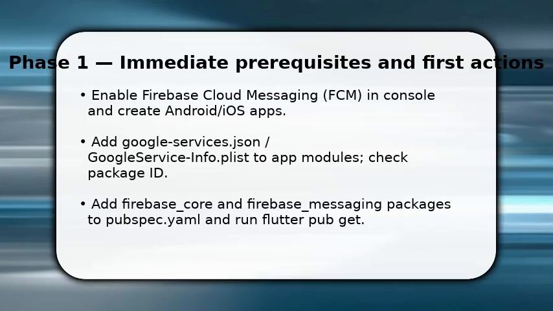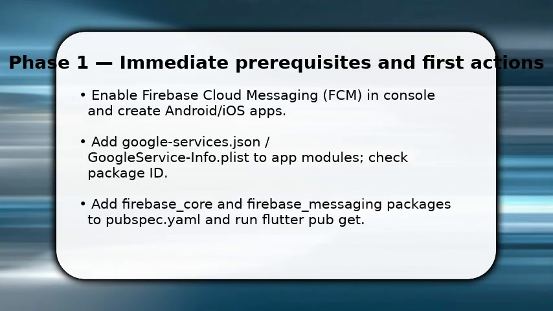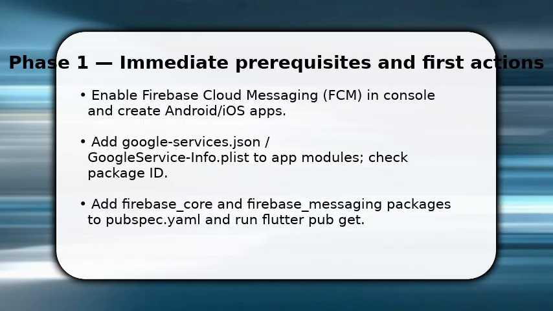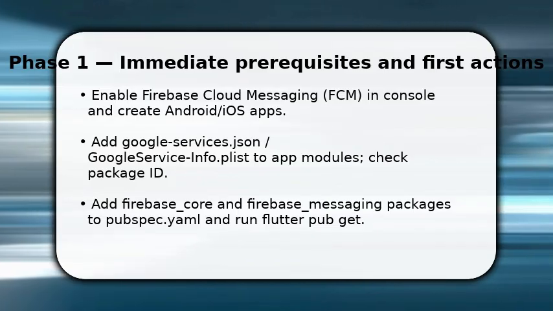You will start by preparing your Flutter project and Firebase app so messages can flow. First, register Android and iOS in Firebase and download google-services.json or GoogleService-Info.plist, placed into the correct platform folders. Then add firebase_core and firebase_messaging to pubspec.yaml and run flutter pub get.